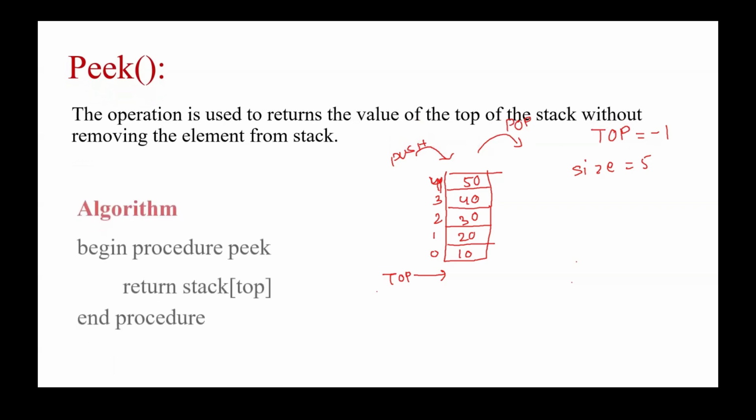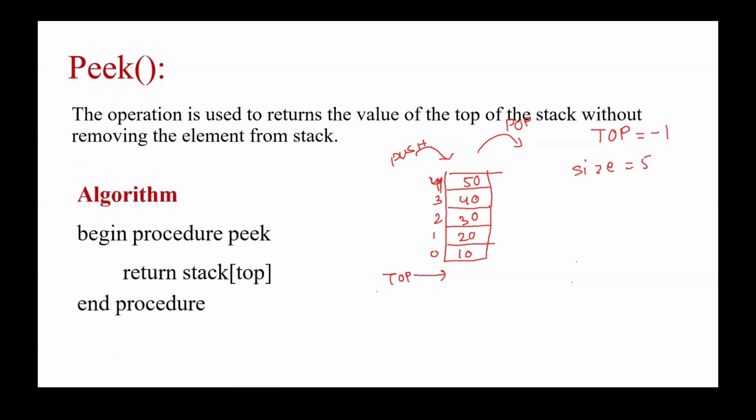Peek. The peek operation is used to return the top value of the stack without removing any element from the stack. Here we are not going to insert any value or delete. We simply retrieve the value from the top of the stack. We just want to know which value is present at the top of the stack. For example, this is our stack with 5 elements: 10, 20, 30, 40, 50.